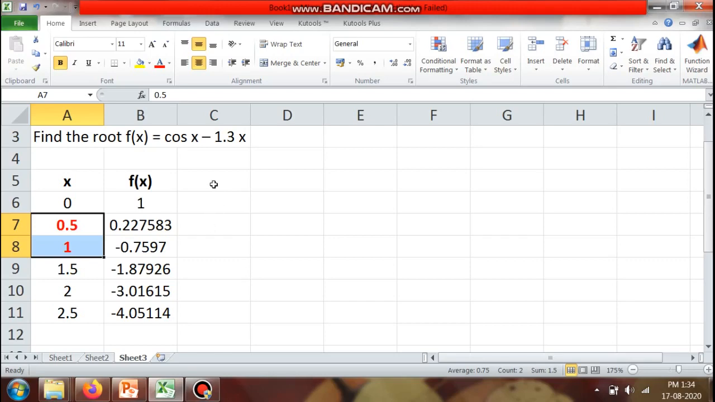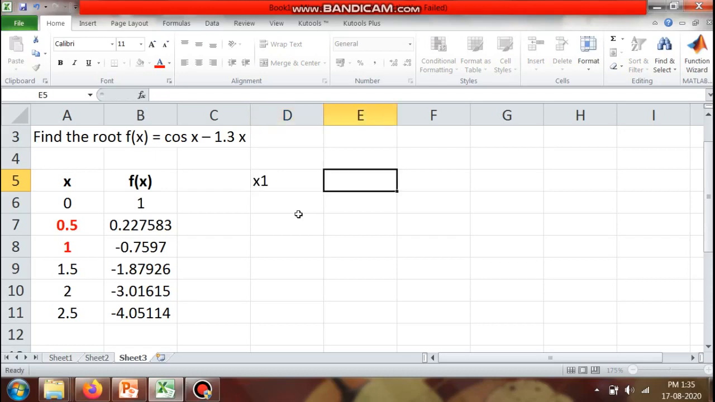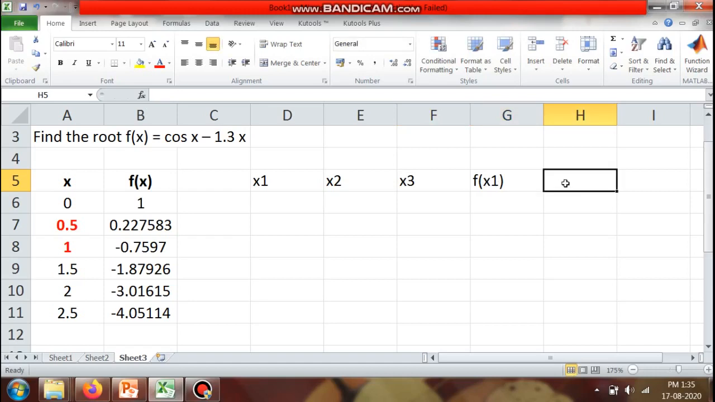Now after this, what we have to do is assume the value of x1 here, the value of x2 here and the value of x3 here. The respective functions can be accumulated here, that is f of x1, then f of x2, and then f of x3.